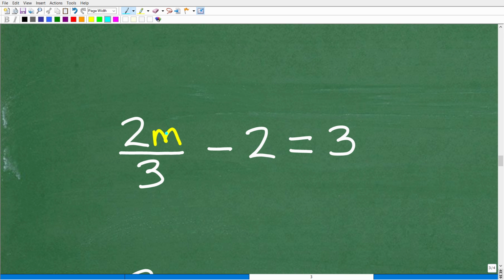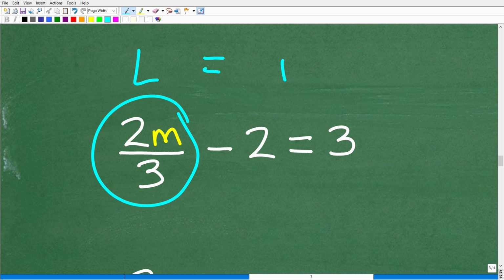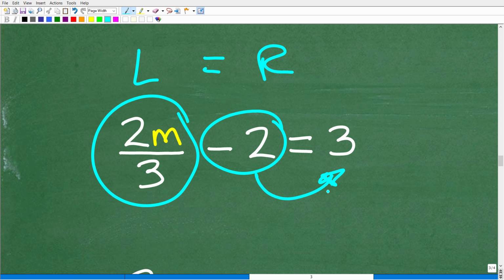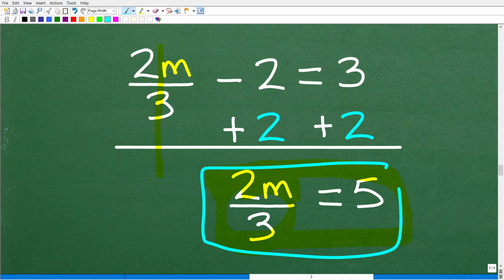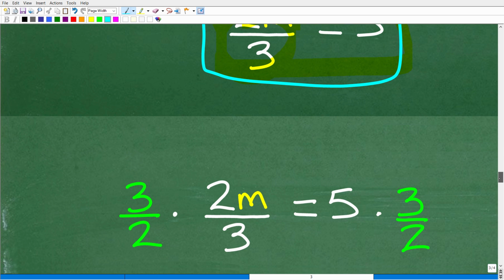Okay, so 2m over 3 minus 2 is equal to 3. We want to get this term on the left-hand side, and we want to get all of our numbers on the right-hand side, right? So we need to get this negative 2 over here. Our first move is to add 2 to both sides of the equation. When we do that, we have 2m over 3 plus nothing is 2m over 3, and negative 2 plus 2 is 0. 3 plus 2 is 5. And so now we're down to a one-step equation. Let's go and solve that right now.